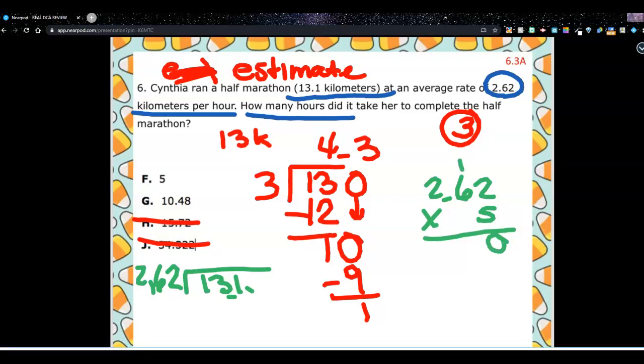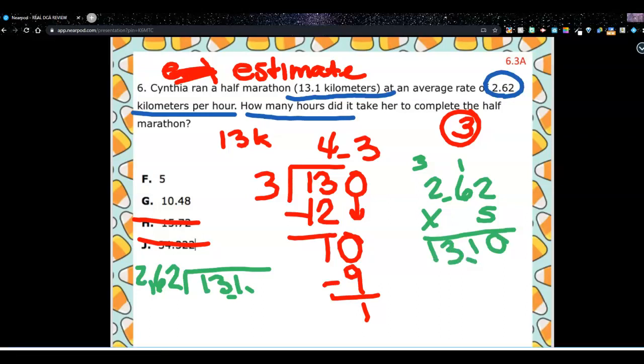5 times 6 is 30, plus 1, 31. Good. And then 5 times 2 again? 10, plus 3, 13. Okay. And then I have to come back in 2 spaces and put a decimal. 13 and 10 is the answer.